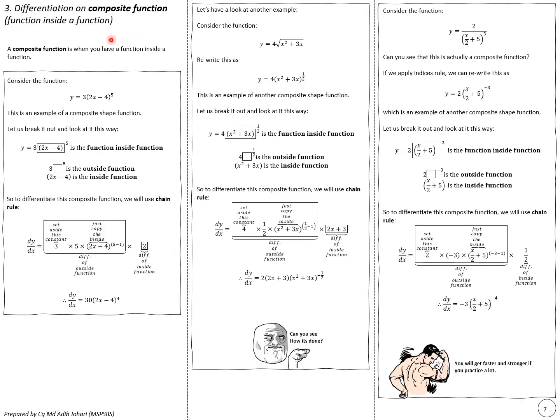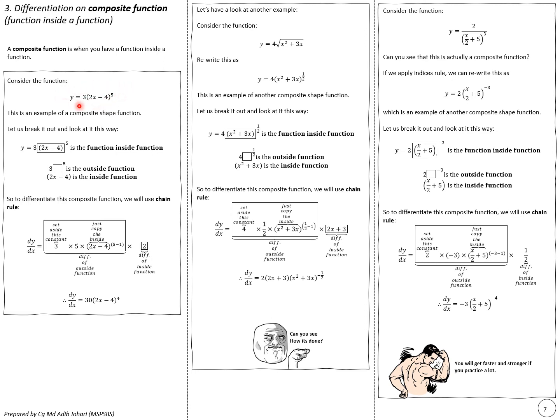Next one, I'm going to discuss composite function. You've heard this from the topic of function. Composite function means a function inside a function. For example, if you have this function y equals 3 bracket 2x minus 4 to the power of 5.